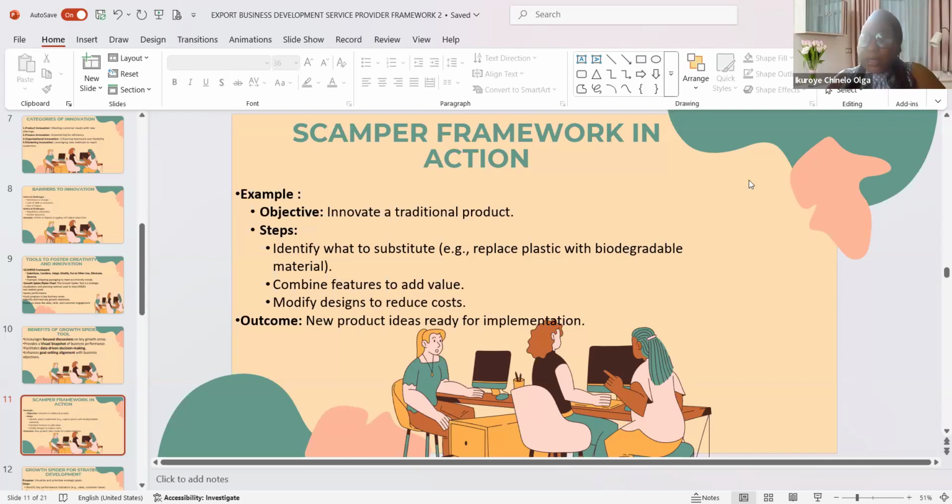You need to really put in ideas and get them ready for implementation. That's the power of structured creativity. So when you do this, you see that you have new product ideas ready for implementation. That's the outcome. When you innovate a traditional product, you identify what to substitute. You combine features to add value, and then you modify designs to reduce costs, especially knowing how expensive things are in Nigeria. So you see that you have a new product idea, which is ready for implementation.